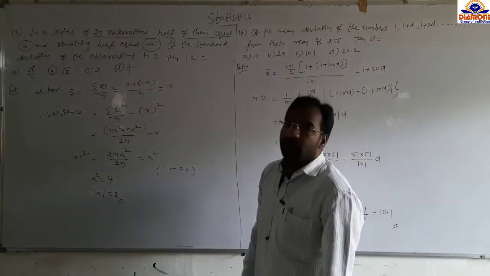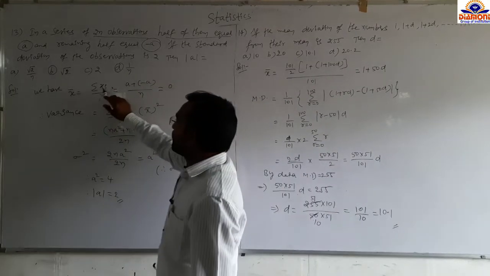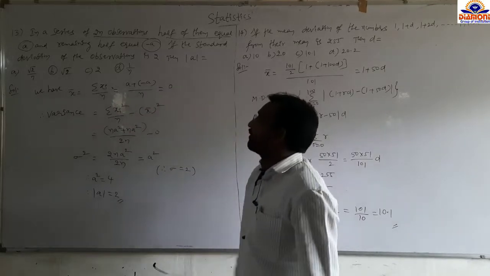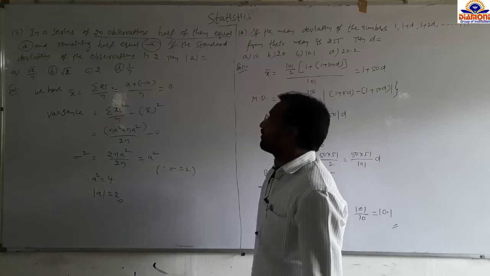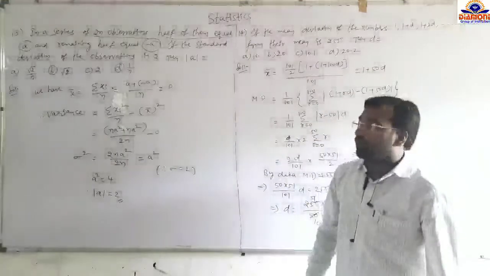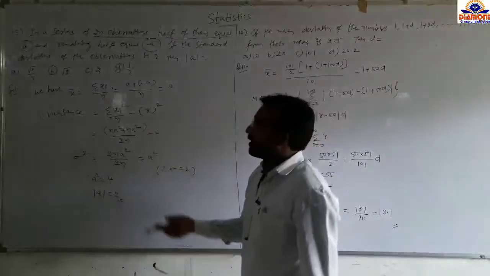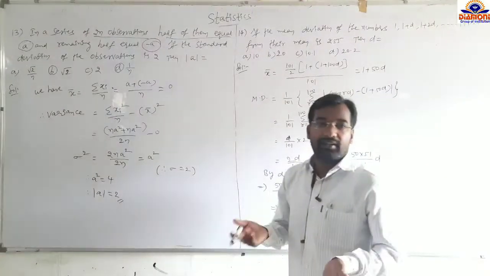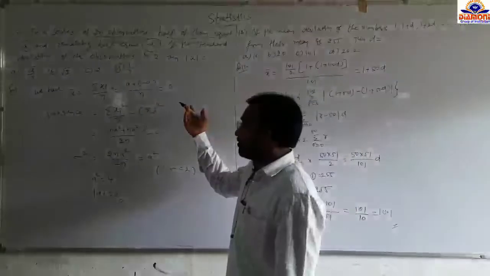So we have mean x bar equal to what? Summation xi by n, equal to what here? a plus minus a by n, equal to 0. So here observations are actually 2n, but according to the formula, the first half is equal to a, the second half is equal to minus a. So addition a minus a is 0. So 0 by n equal to 0.